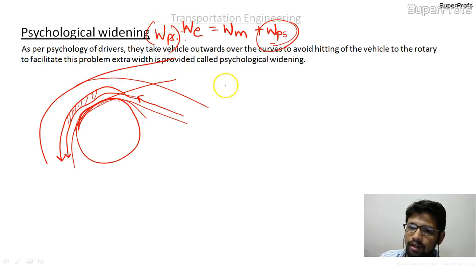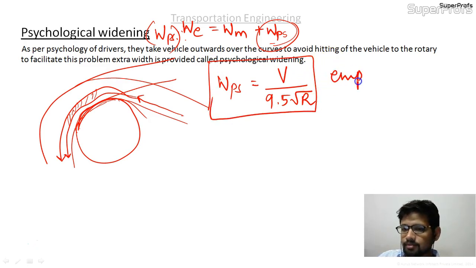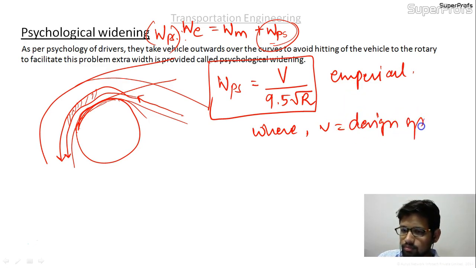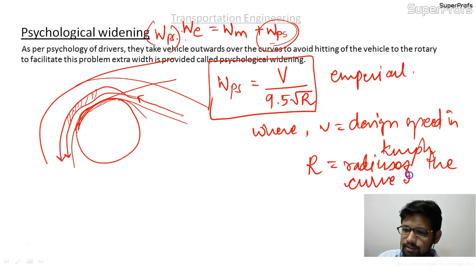Okay. So the psychological widening, WPS, is given as V upon 9.5 under root of R. Remember that this formula is an empirical one, where V is the design speed in kmph and R is the radius of the curve in meters. From this you get WPS in meters.